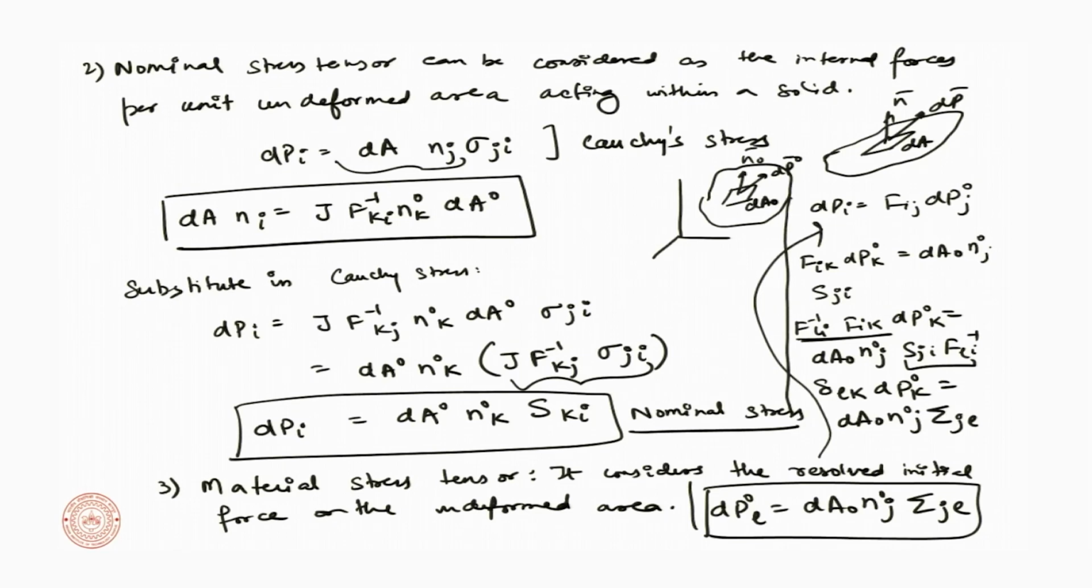So what we did from the Cauchy stress tensor definition, that is over here, we converted this dA to dA naught and we got our nominal stress. Now using this nominal stress definition, we converted this dp i into dp naught and dp naught of j, and we took the deformation gradient F from the left hand side to the right hand side by multiplying inverse on both sides, and we came up with the formulation for the material stress.